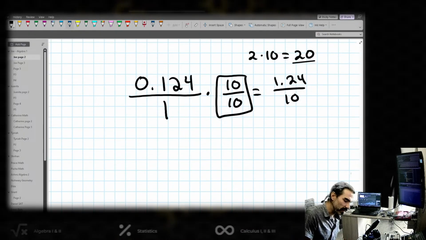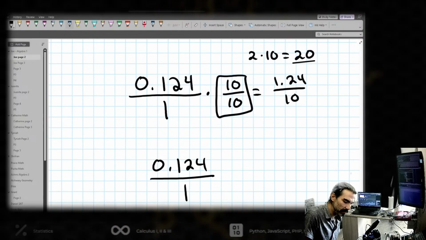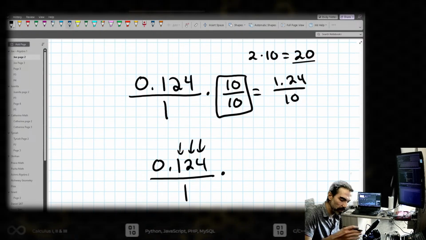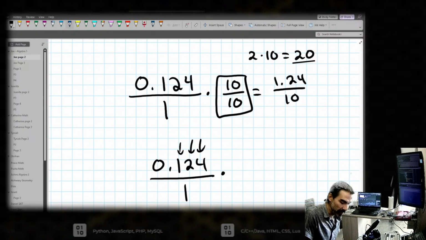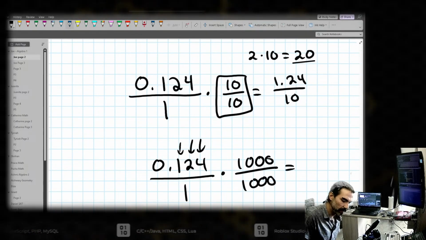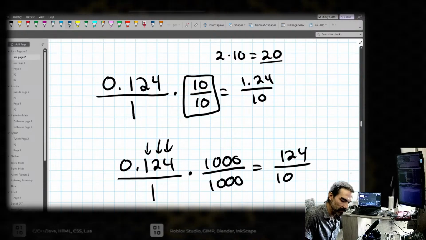So that's great, but it doesn't really get that into a normal number. So then we count how many zeros we're going to need. 1, 2, 3. We want to move 3 decimal places. So let's put 1,000 over 1,000. Set that equal. That's going to give us 124 over 1,000.